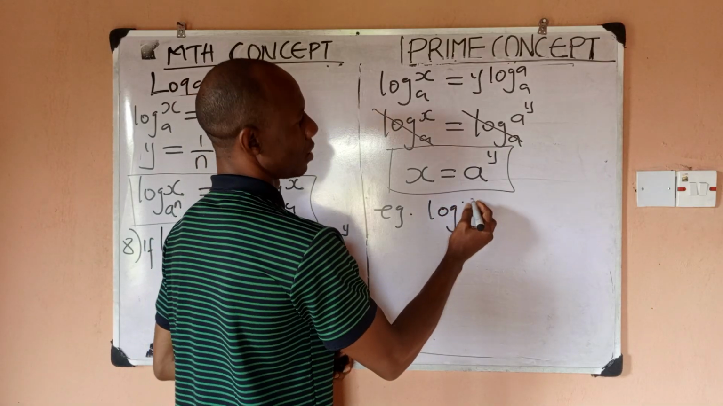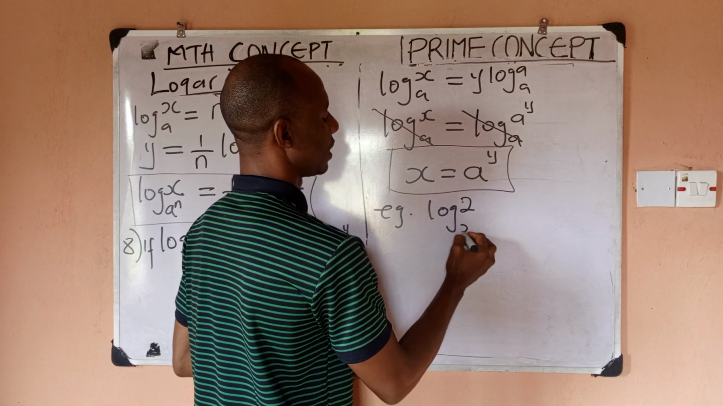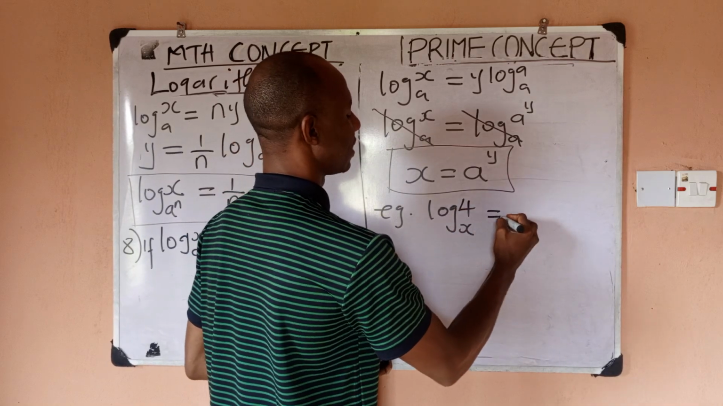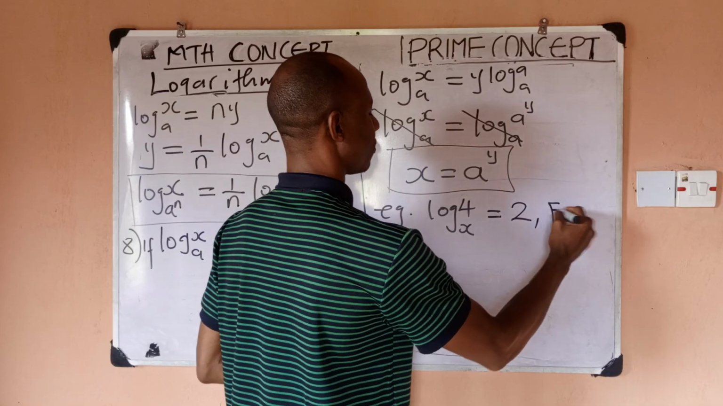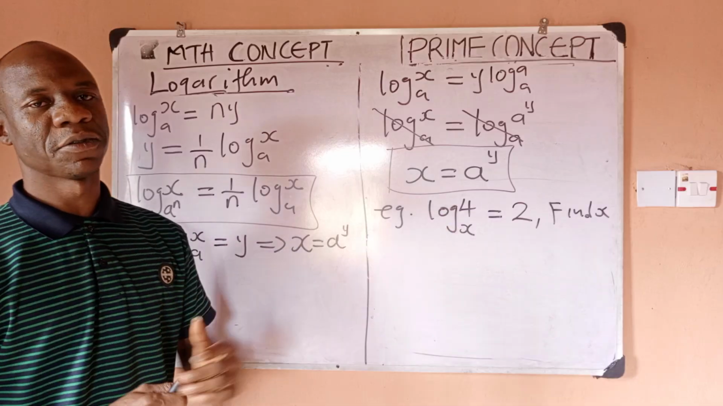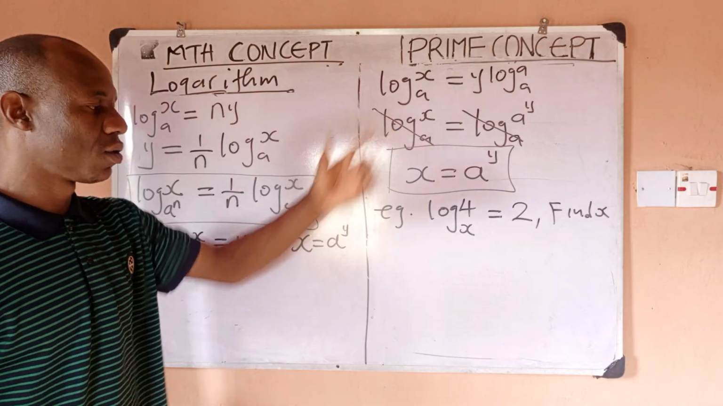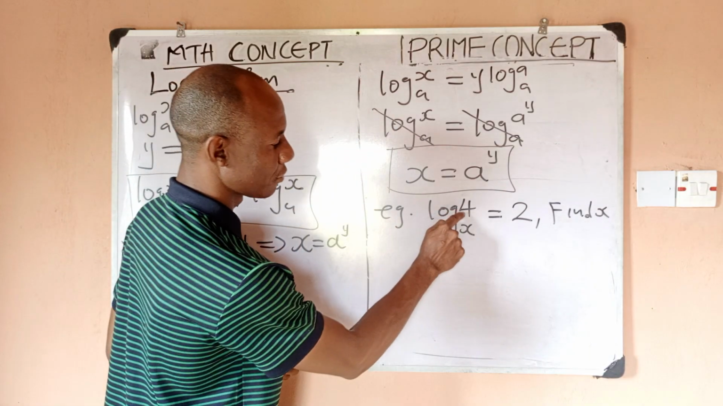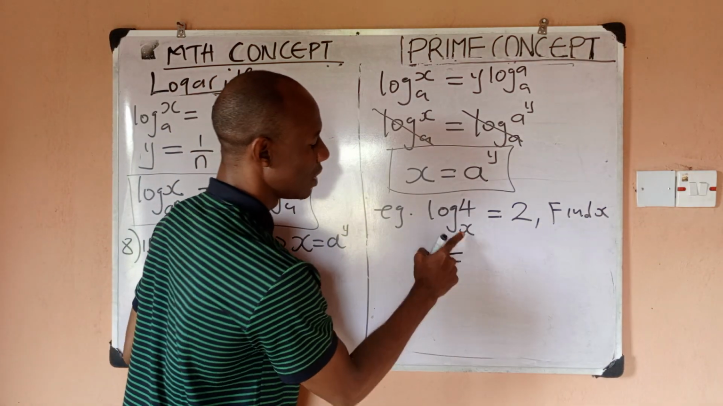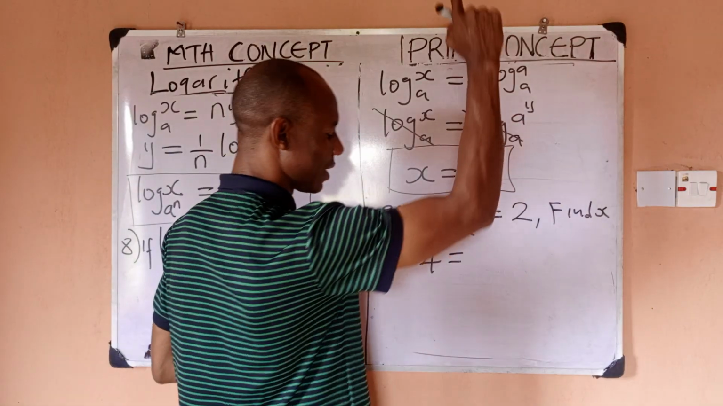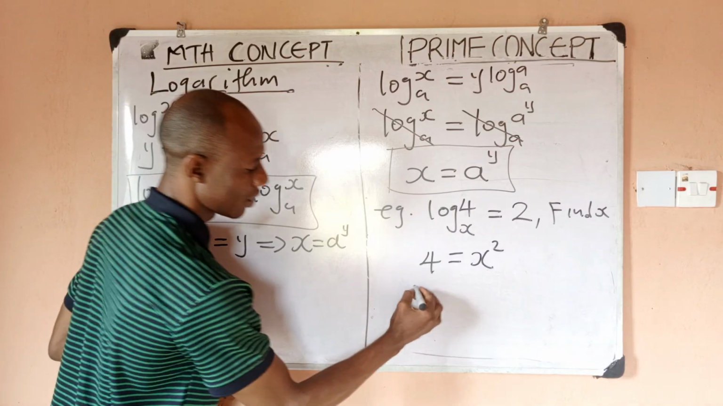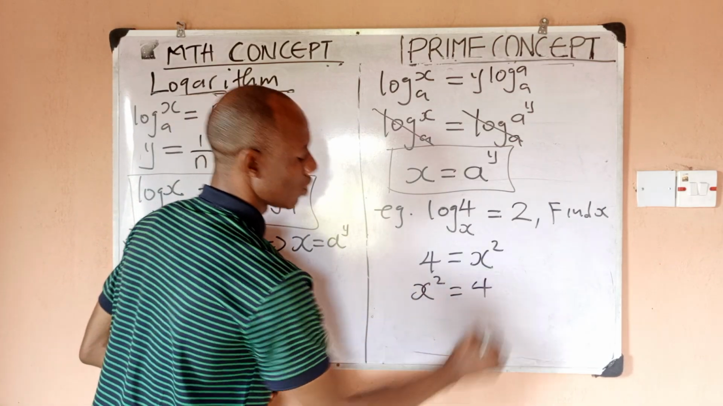Log 4 base x, let's say this is equal to 2, find x. So you have this question on the exam and you are required to find x. Very quickly, without going through this process, I would make 4 the subject. So I would have 4 equals x raised to power 2, or I can just say x squared equals 4.